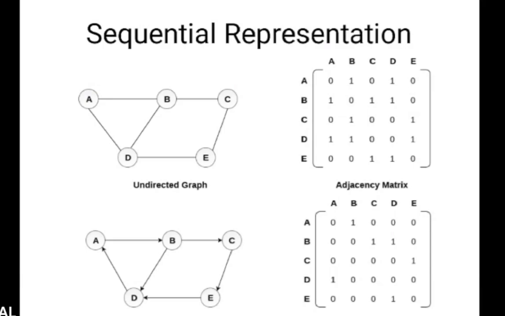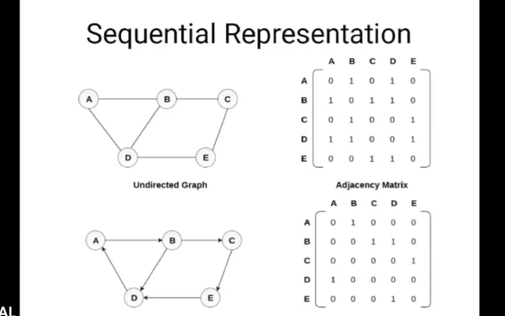Okay. So similarly, for the other entries, all the loop entries like B to B are 0. Any other entry you can check, right? So this way you can complete the adjacency matrix for any directed or undirected graph.